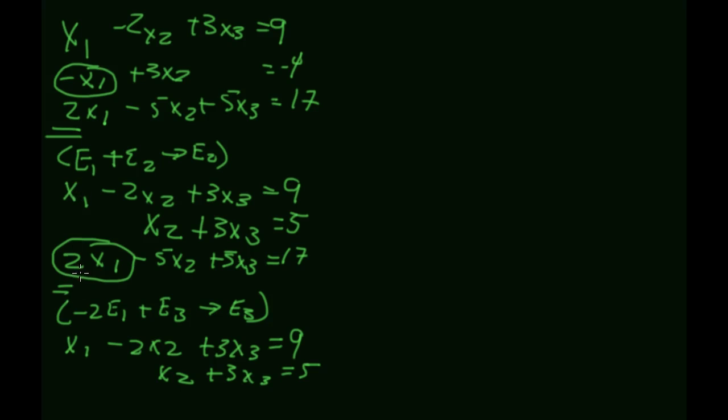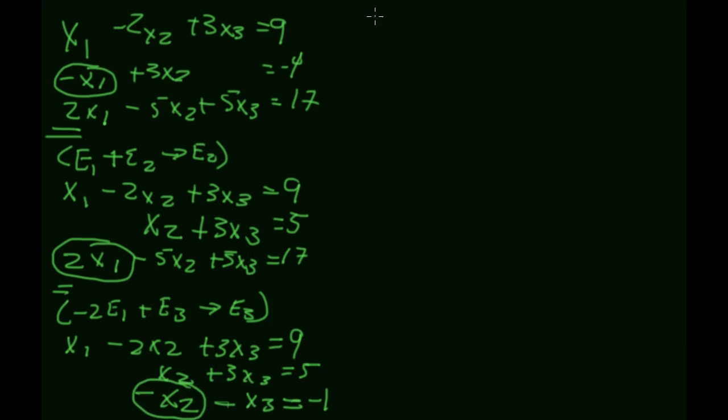So that's going to become 0. -2 times -2 is 4, minus 5 is -1x2. Okay, -2 times 3 is -6, plus 5 is going to be -1x3. And then finally, -2 times 9 is -18, plus 17 is -1. Okay, so we're getting close. The issue here now is this term.